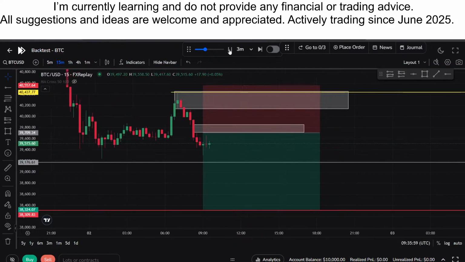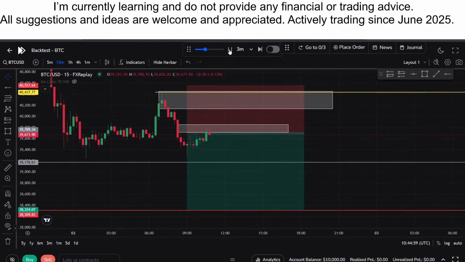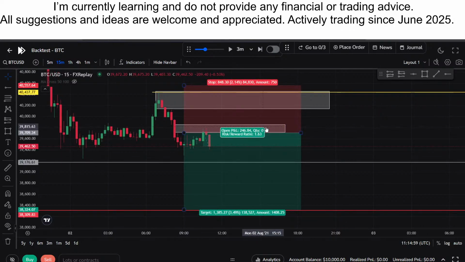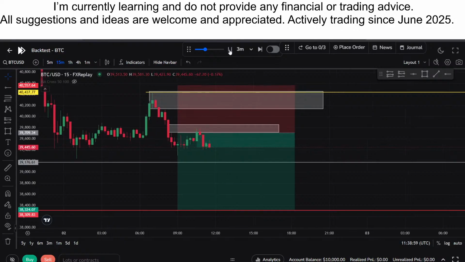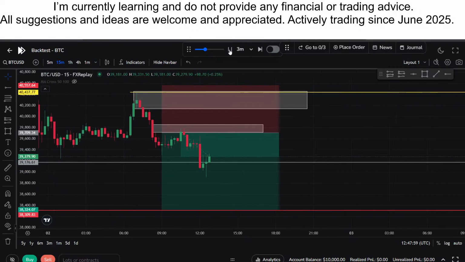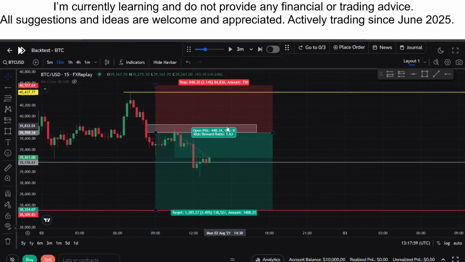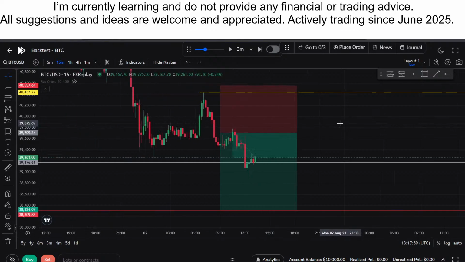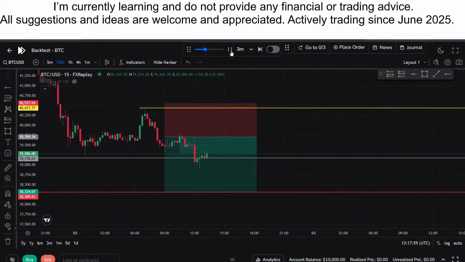Nowhere. Let's see if this goes to this order block or not. Okay, it didn't go to the order block. I'll just delete this and this now. Now let's wait for it to hit either stop loss or take profit.